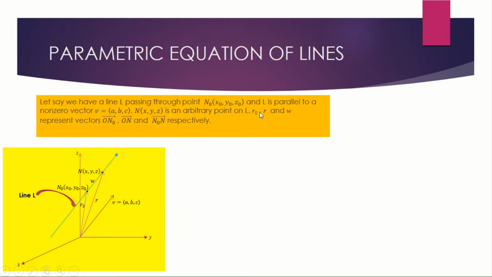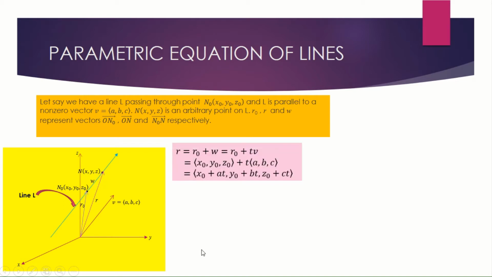And we have vector r naught representing O N naught, vector r representing O N, and vector w representing N naught N. So vector r is equal to r naught plus w. Since w and v are parallel, we can write w is equal to tv. At last, we have r is equal to r naught plus tv.